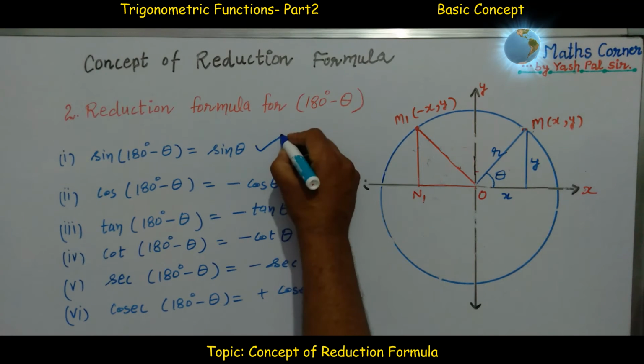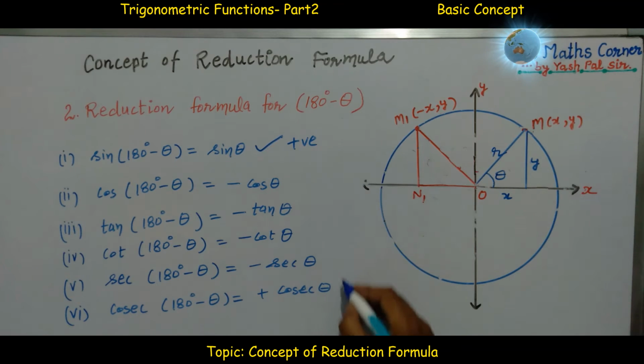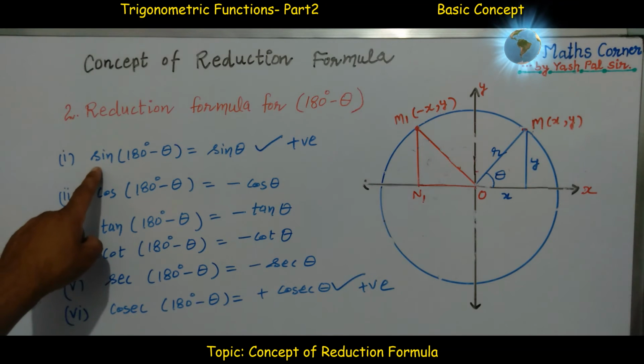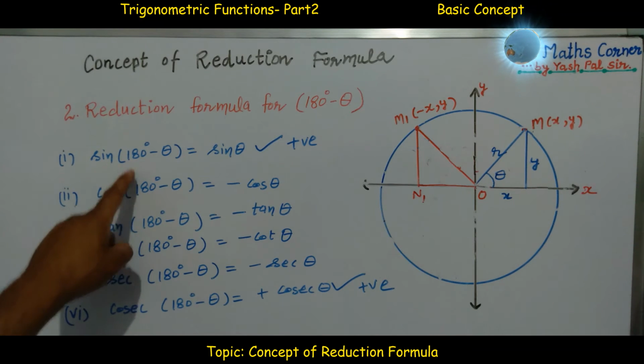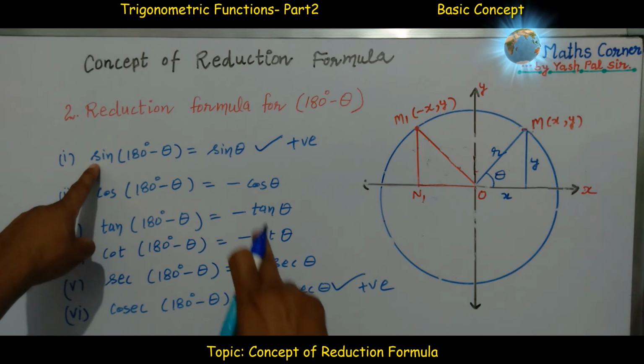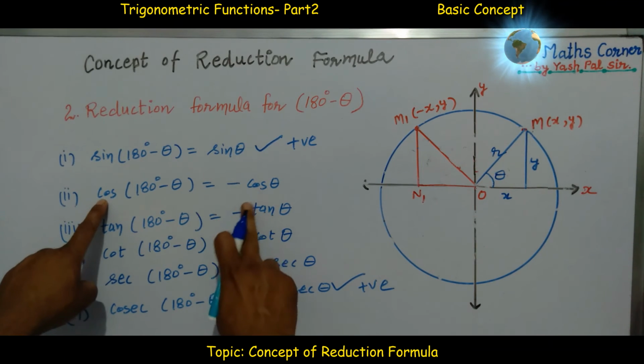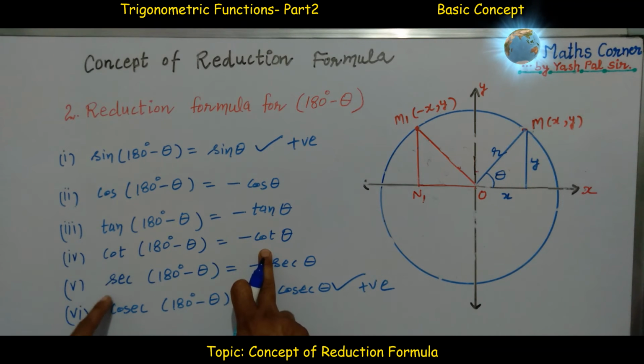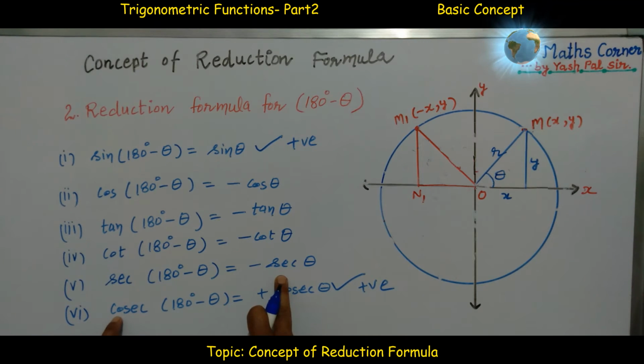That is, sine theta is positive and cosecant theta is positive. Only these two ratios are positive and the other four t ratios are negative in the second quadrant. One very interesting thing is, whenever we are taking the reference of 180 degree, sine remains sine, cos remains cos, tangent remains tangent, cotangent remains cotangent, secant remains secant, cosecant remains cosecant. Only the sign changes as per the quadrant.